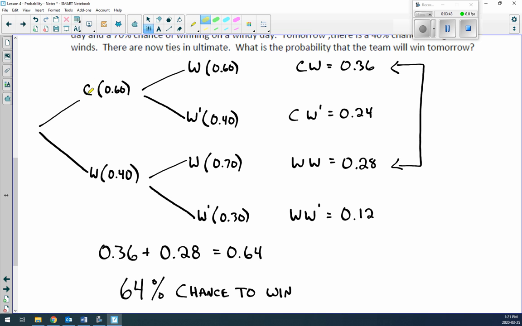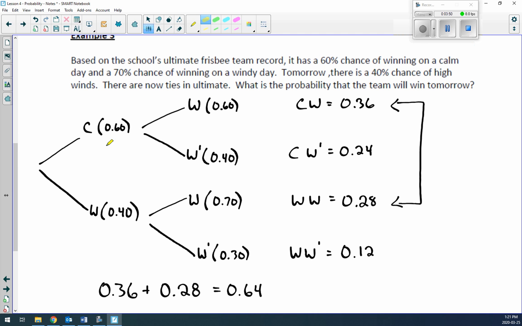So we have calm and windy, right? If windy is 40%, then calm is 60%. If it's calm, they have a 60% chance of winning. That's from the question. This W prime means not W. So if it's a win, the not-win would be the same as a loss. You could write it as W prime, or you could just write it as a loss. And those two add up to 100%. If it's windy, the chance that they win is 70%, and the chance that they don't win is 30%.